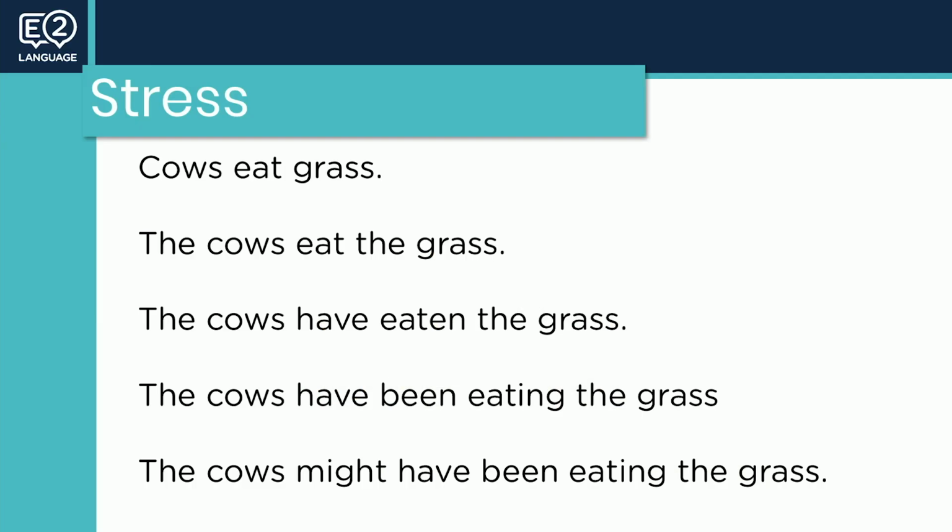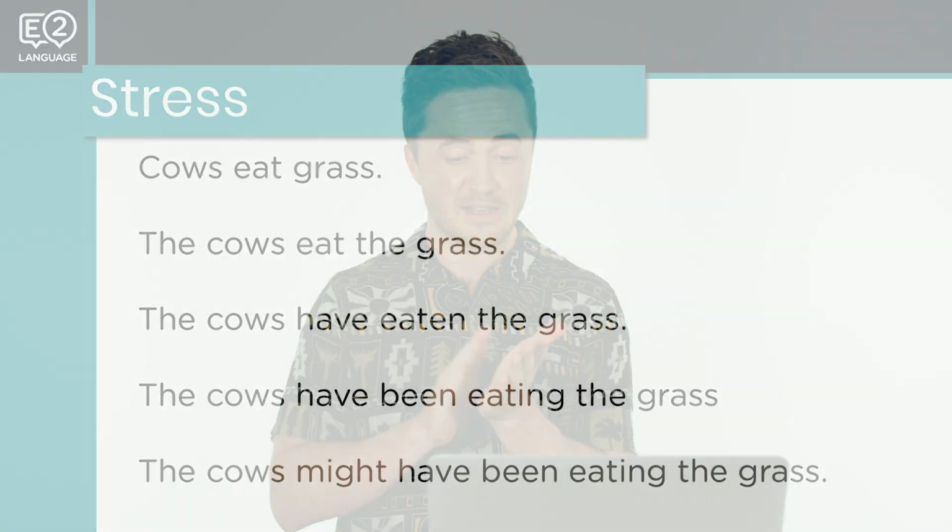This time I'm going to clap the sentence stress here. I'm going to say, cows eat grass. The cows eat the grass. The cows have eaten the grass. The cows have been eating, I can't even clap that fast. The cows have been eating the grass. The cows might have been eating the grass.